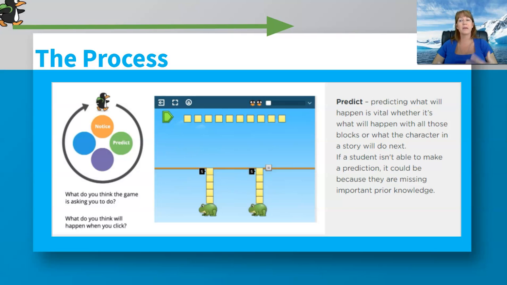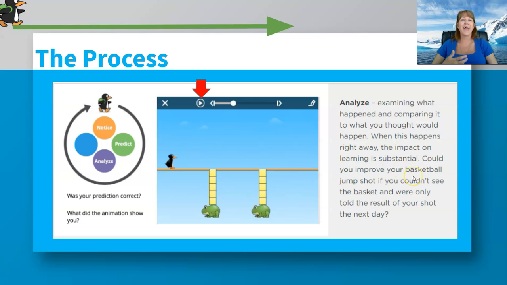The next is have them make a prediction. What do you think the game is asking you to do? What do you think will happen when you do click on it? After that, have them analyze it, complete their prediction, and see what happens. Was your prediction correct? What did the animation show? And if the animation went quickly, you can replay it using the play button up here at the top.